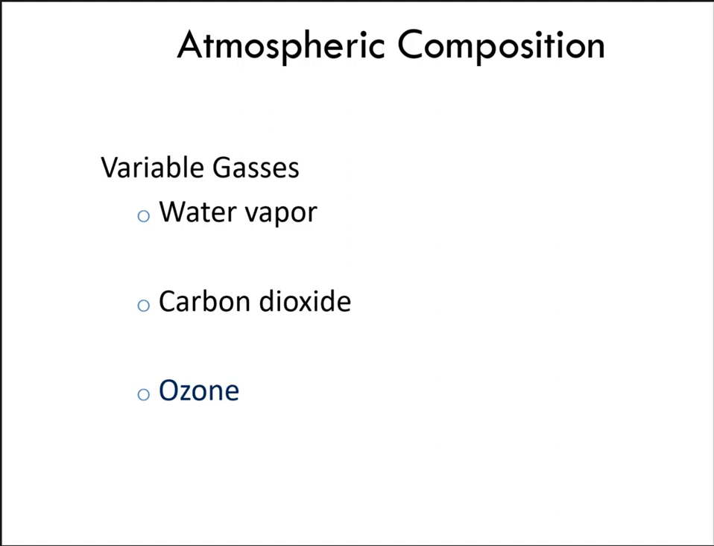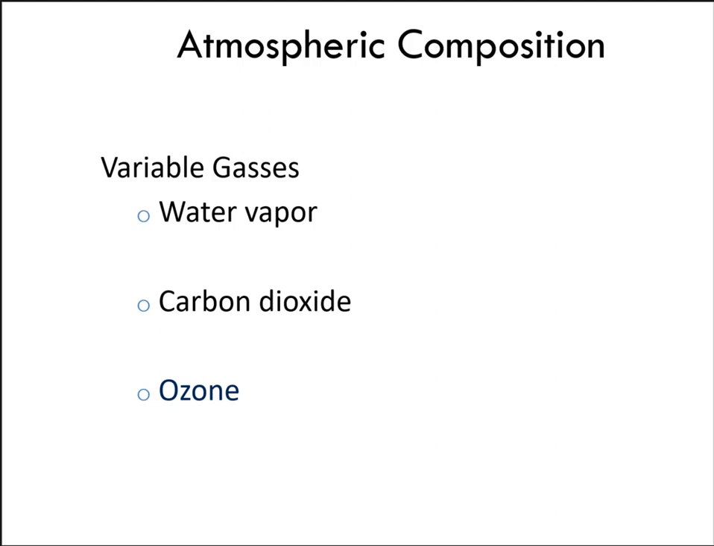The next thing is variable gases. We had the permanent gases, and now we're going to discuss the variable gases. These so-called variable gases are those that are present in small and variable amounts. These include carbon dioxide, methane, ozone, water vapor, and particulates, among others. Even though they represent a tiny portion of the atmosphere as a whole, they exert a great control over our environment.